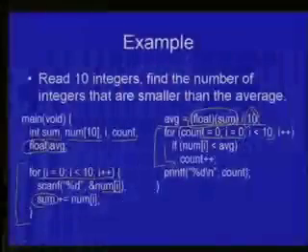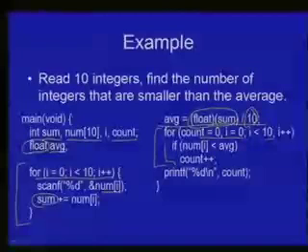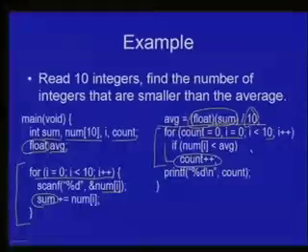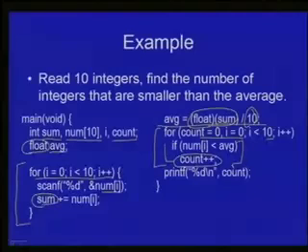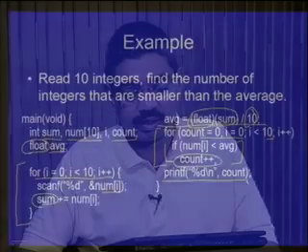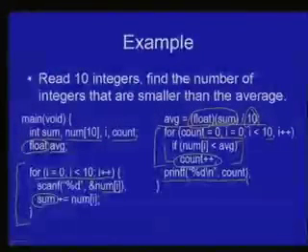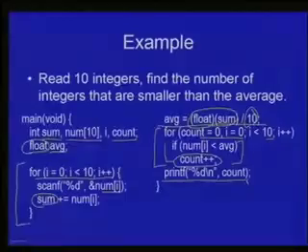So within each iteration of the loop, if the ith integer that we read is less than the average, we add 1 to the count. And note again that this entire statement is a single if statement, and therefore we don't need braces around it to make it the body of the for loop. And finally, this statement is outside the for loop. This will be executed once the for loop finishes, and this simply prints the value of the variable count, which is nothing but the number of integers that have been found to be less than the average.